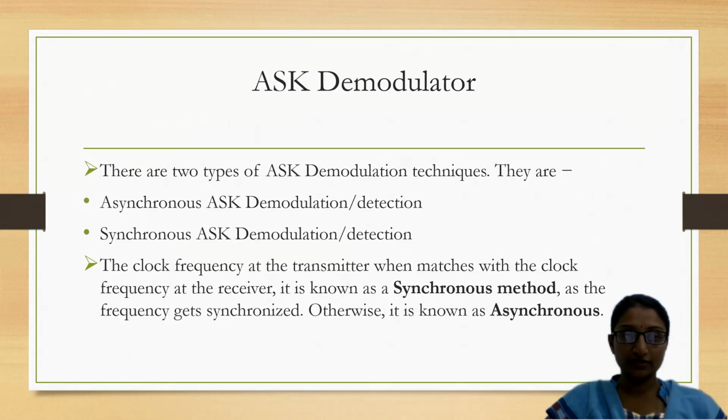So what is the difference between synchronous and asynchronous? When the clock frequency at the transmitter matches the clock frequency at the receiver, it is known as the synchronous method, or we can also call it the coherent method. Otherwise, if the clock frequencies of the transmitter and receiver are not synchronized, then we call it asynchronous or non-coherent detection.